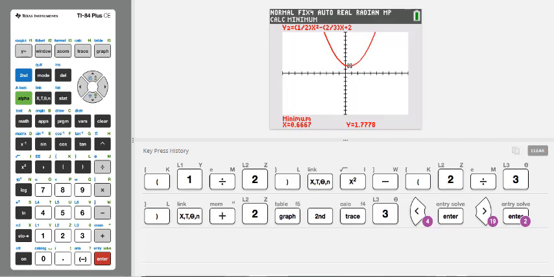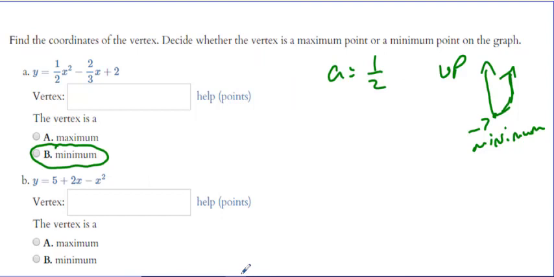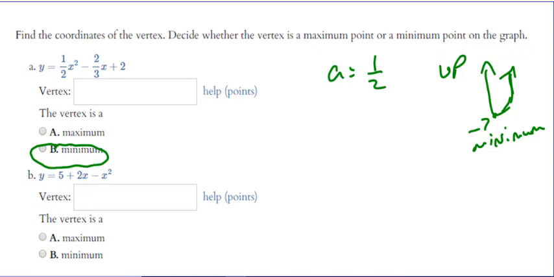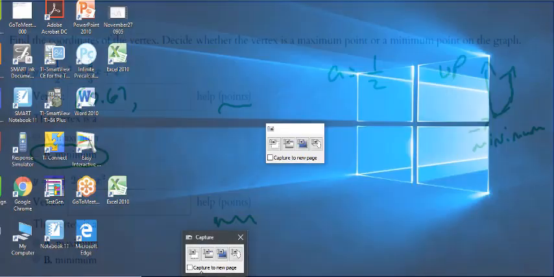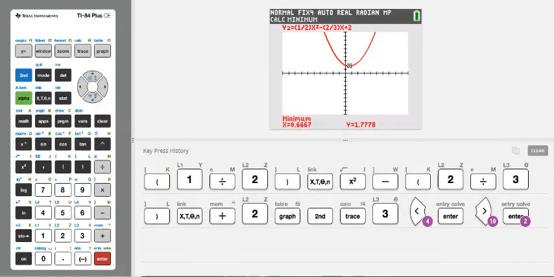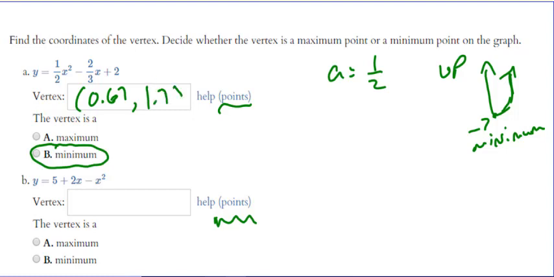And if we round that off correctly, well, it says they want points. Here's the thing. They say points. Make sure it's an ordered pair. 0.67. Okay. Note that I rounded it. And then 1.78. Okay. So there. It's a minimum, and that's where the vertex is.